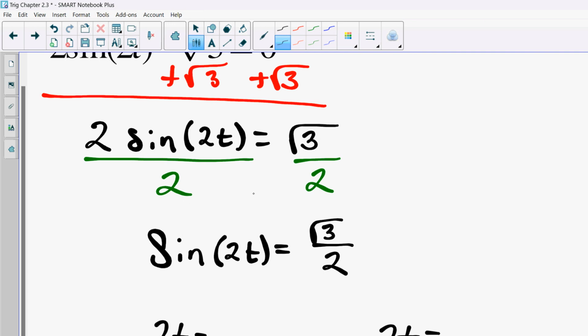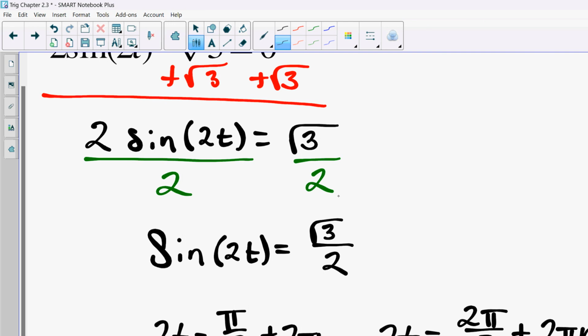Now sine of 2t between 0 and 360 is going to have two different values, because sine is square root 3 over 2 at pi over 3 and at 2 pi over 3. Now again, because we are not restricted between 0 and 360, we still have to add the 2 pi in.